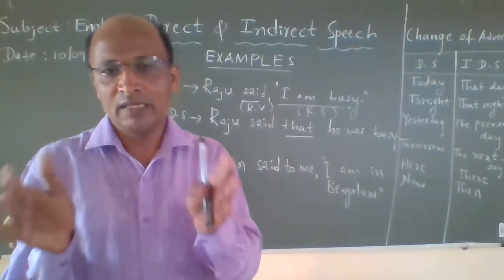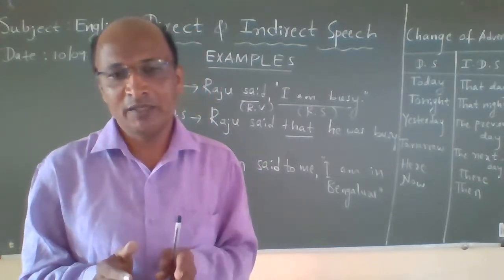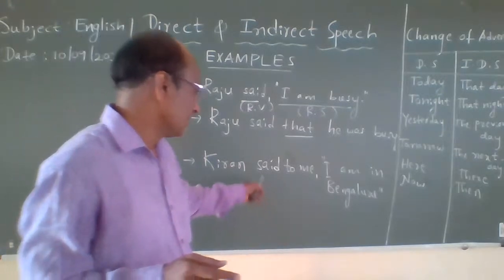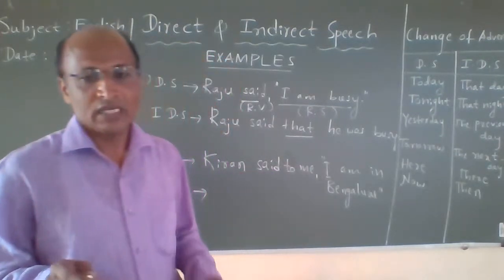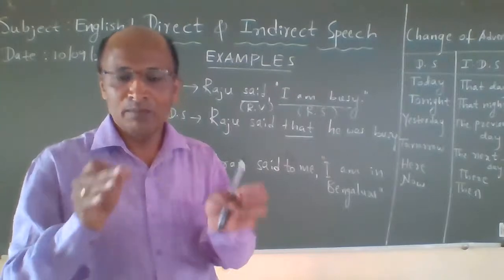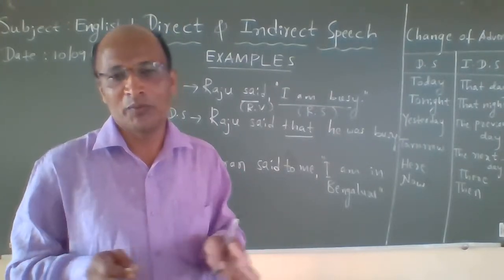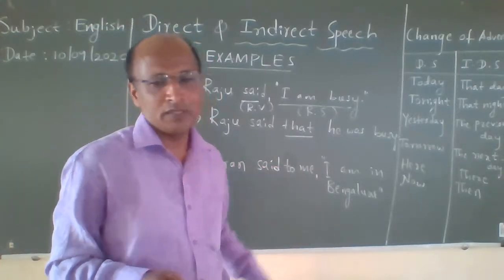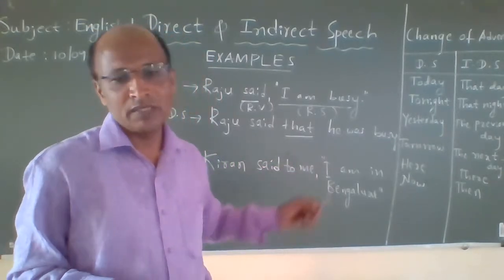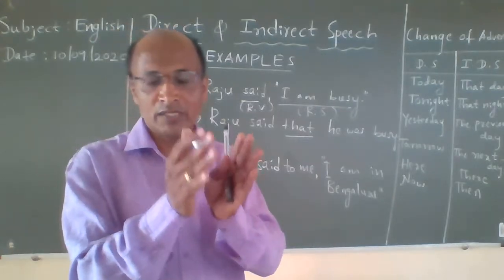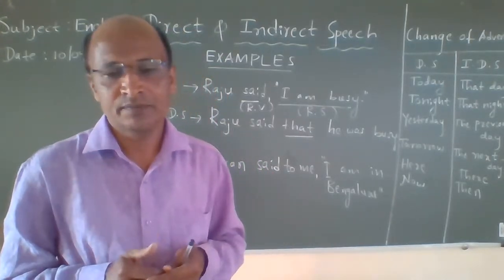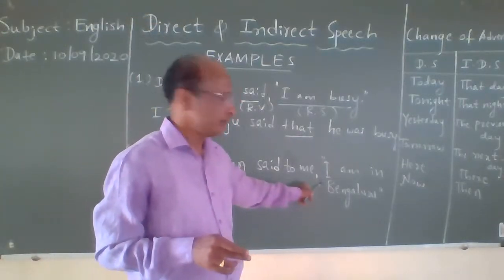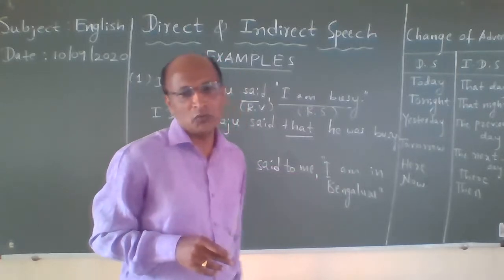Kiran told me that. Don't forget using the subordinate conjunction that. Kiran told me that I am in Bangalore. Do you write the same sentence like this? No. While changing direct speech into indirect speech, the tense form of the direct speech is changed when the reporting verb is in past tense. This is the rule. See, Kiran told me that he was in Bengaluru.